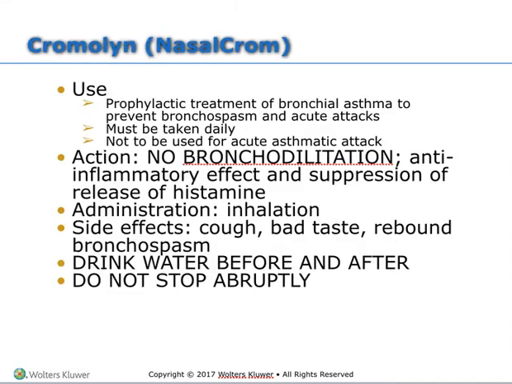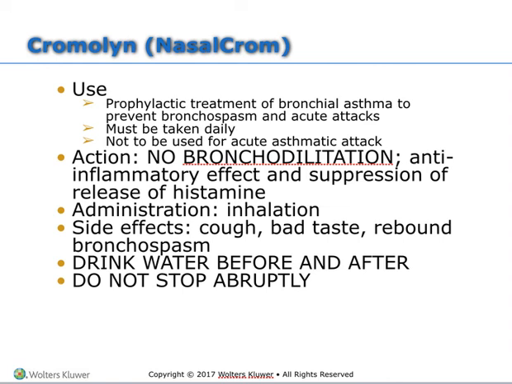And then the last drug is kind of a unique drug. It's for asthma. It's not used very often anymore. It acts by inhibiting the release of histamine to prevent an asthmatic reaction. Its most common side effect is a bad taste that can be decreased by drinking water before and after, and a cough. But again, just be familiar with this drug and the key things that are on this slide, but it's not super commonly prescribed anymore.